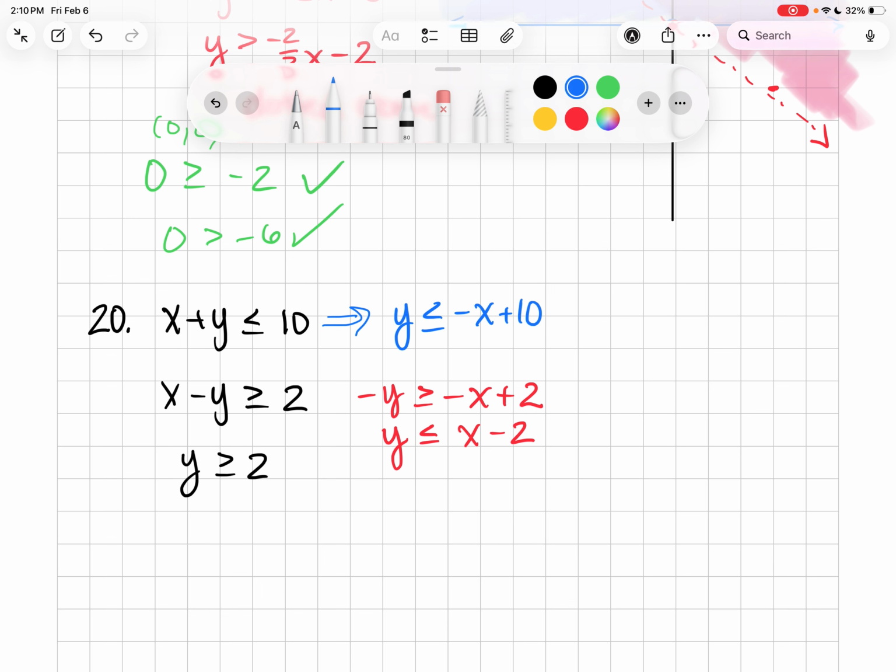So on the top one, solid or dotted, and where is it shaded? Solid and below. Second one, they're all solid, and where's this one shaded? Below. Always use the manipulated one. And then the last one, solid, and above.